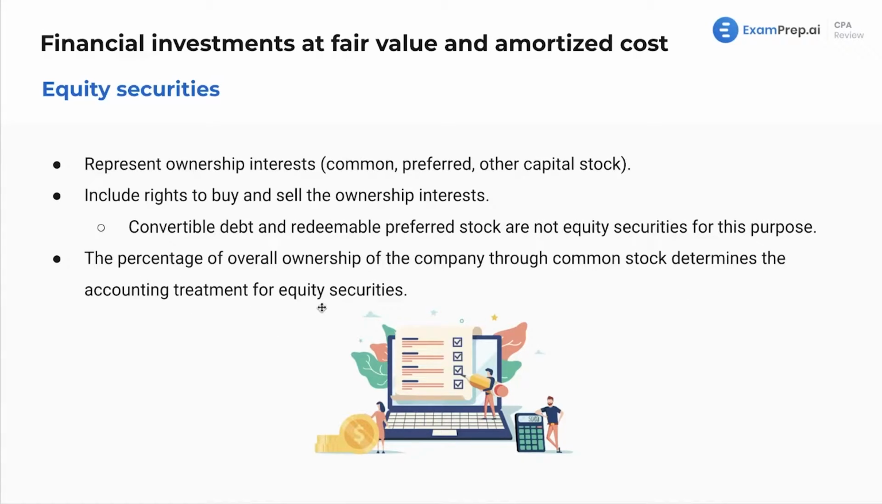The percentage of overall ownership of the company through common stock determines the accounting treatment for equity. So this is the 0 to 20, 20 to 50, 50 to 100. In this section at fair value and amortized cost, we are at 0 to 20, and you don't have any significant influence on the company. Significant influence will be important when we get to the equity method.